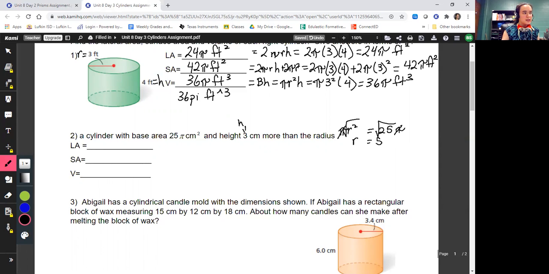Now we can plug our radius and height in and find our lateral surface area. So 2 times pi times our radius of 5 times our height, which is 3. And that gets us 30 pi centimeters squared.